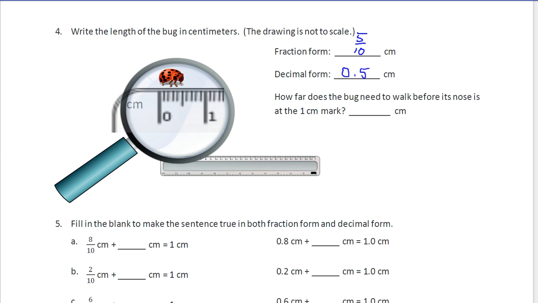Well, we're not quite done. It says here, how far does the bug need to walk before the nose hits the 1 centimeter mark? So it's walk, walk, walking. So basically, how much is the distance from here to here? And that's going to be another 0.5 or 5/10, 0.5. Or you could have even written it as 5/10 centimeters.